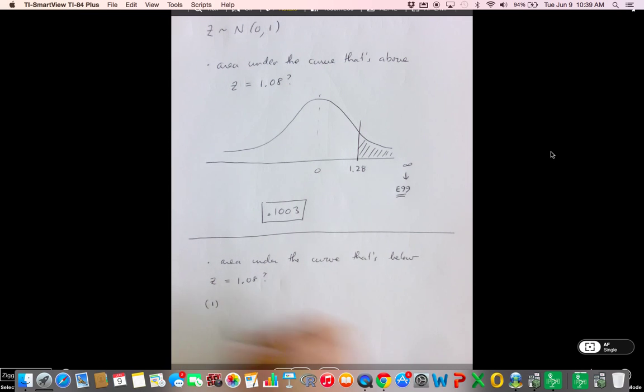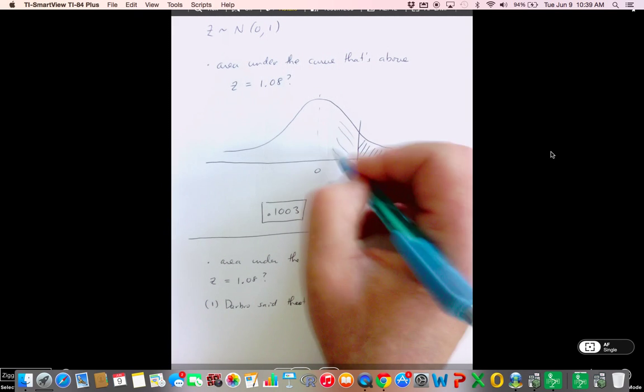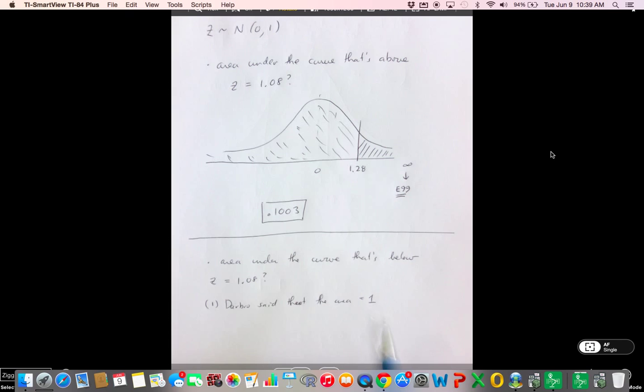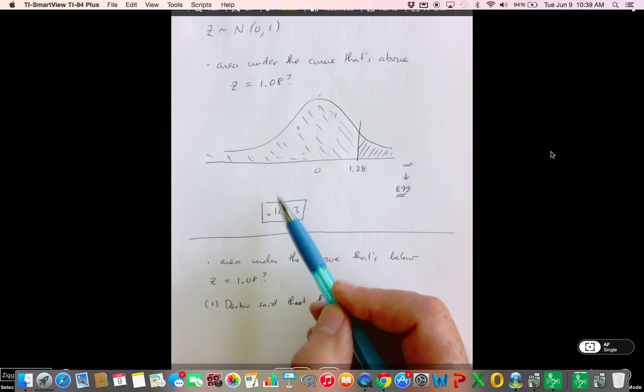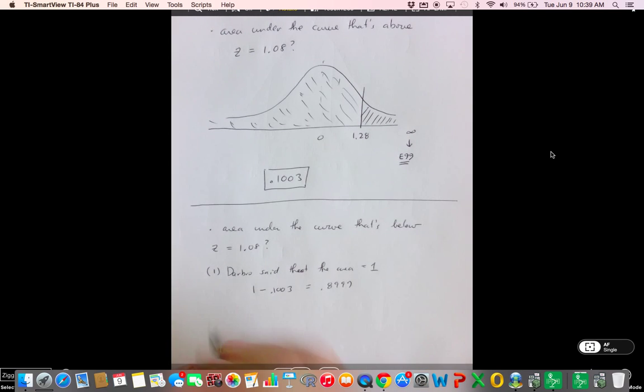One method of working this would be, as we said earlier, that the total area had to equal 1. If I look at all this area below, I can use an ounce of common sense here and say that this area and this area have to add up to 1, and I know this area is 0.1003, so I know that this area has to be 0.8997.